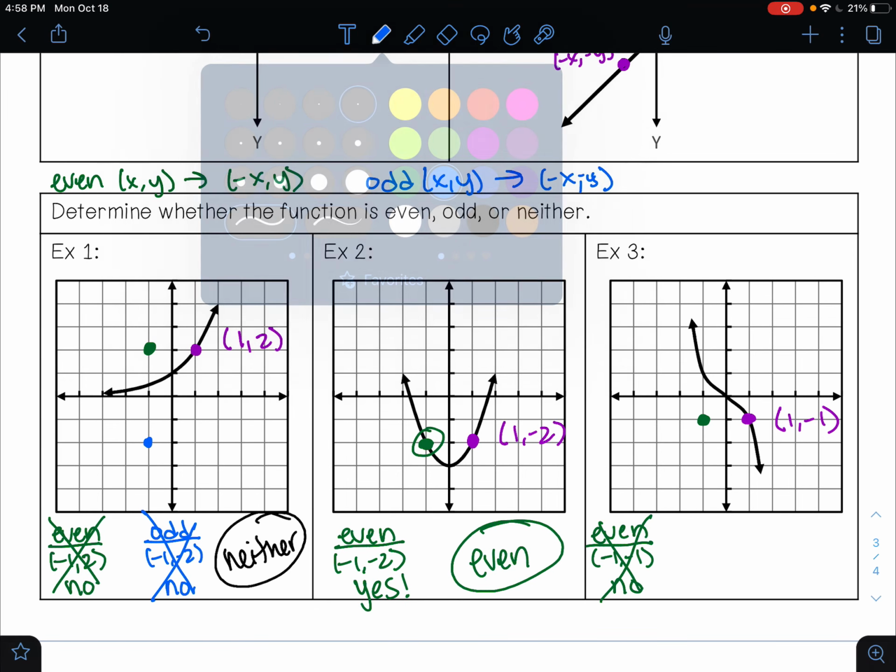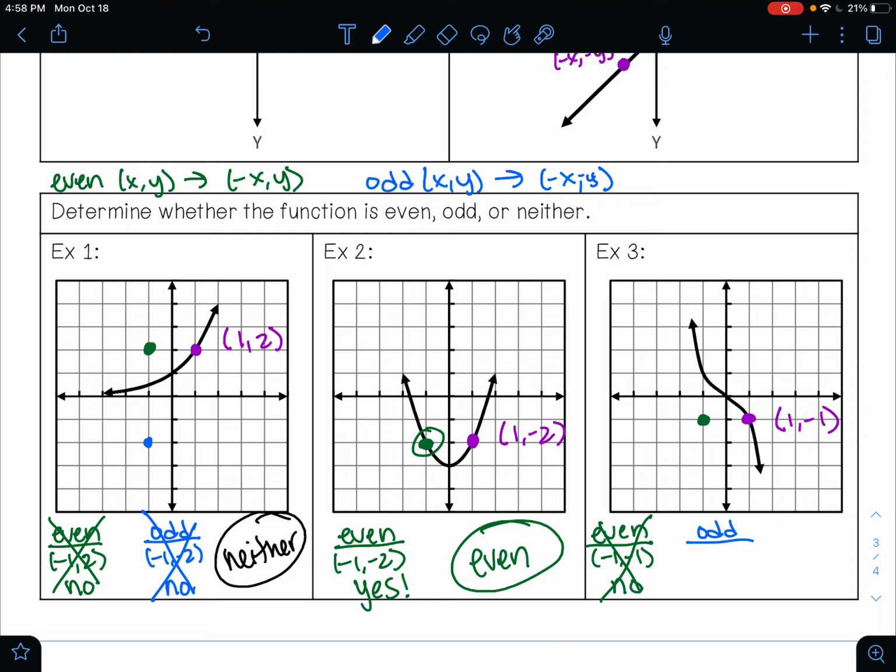Let's check to see if it's odd. If this graph is odd, then the point (-1, 1) would be there. Because you have to change the signs of both, right? x was positive, now it's negative. y is negative, so we need to switch it to positive. So (-1, 1), is this point on the graph? Yes. So that makes this an odd function.